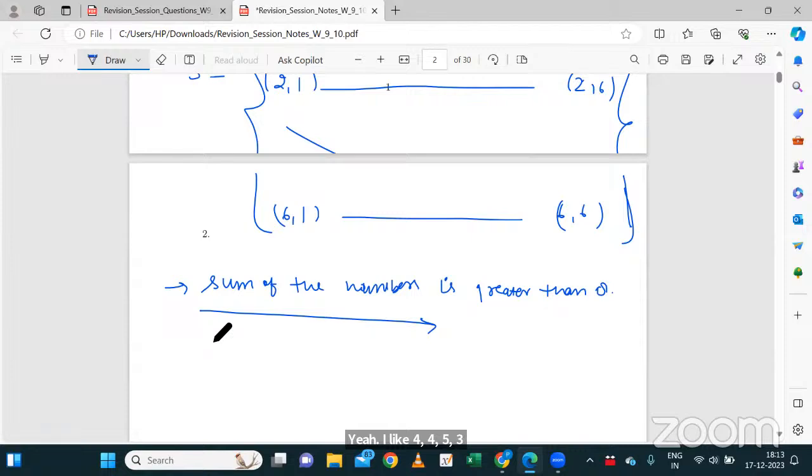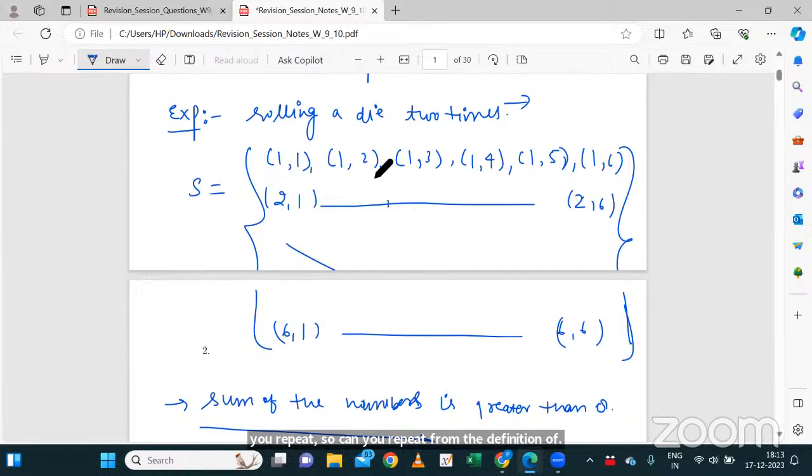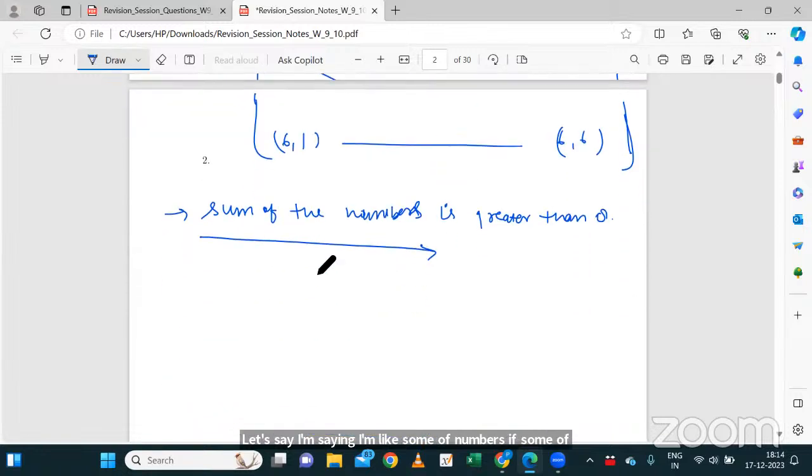Can you repeat from the definition of sample space? In the sample space, we are observing all the possible outcomes, collecting every possible outcome. Basically, it is the collection of all possible outcomes. Suppose I'm not interested in all the possible outcomes, but in some particular thing, let's say the sum of numbers. If the sum of numbers is greater than 8, then what will be the possible outcomes?